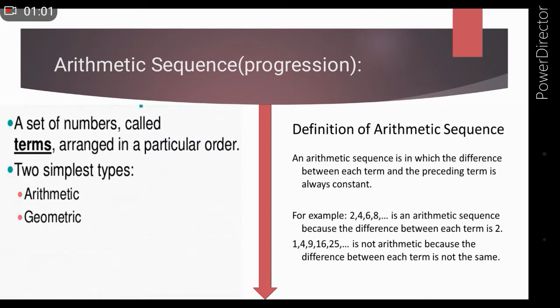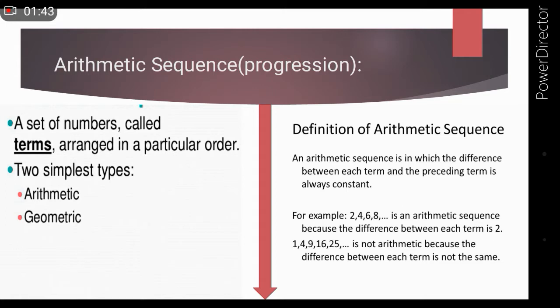Last week we came to know about sequences. What is a sequence? A set of numbers, called terms, arranged in a particular order. As I have told you, every sequence has a particular order, a particular pattern, and in exercise number 7.1 we found the unknown terms when the formula was given. We completed the sequence after identifying its pattern. So now we will move towards the types of sequence.